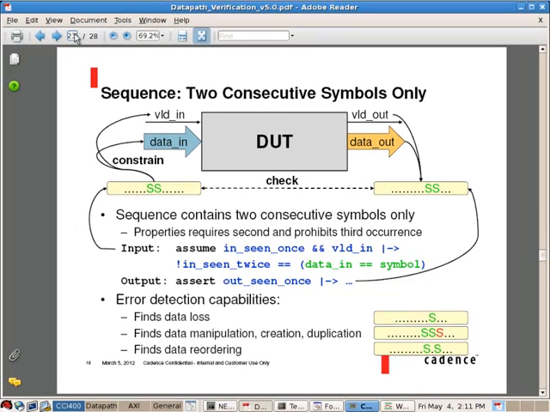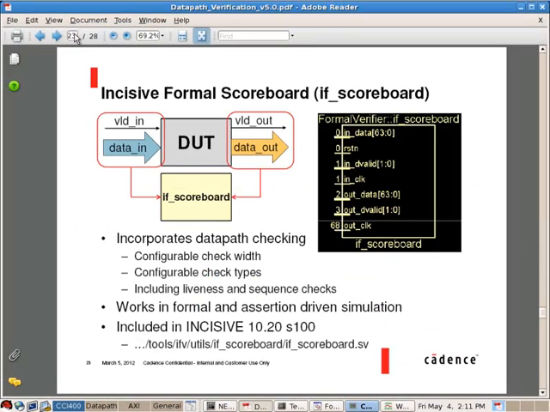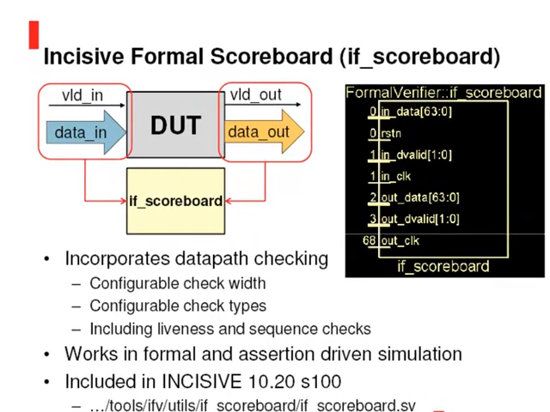In order to apply sequences of symbols on my design, I need to instantiate the IF scoreboard next to the DUT, which includes the data path. Once I have instantiated it, I connect the input port to the associated input port of the data path, and I connect the output port of the scoreboard to the output port of the data path.